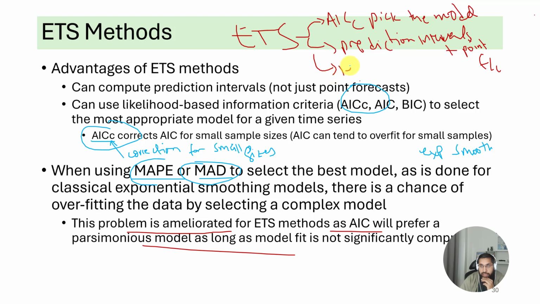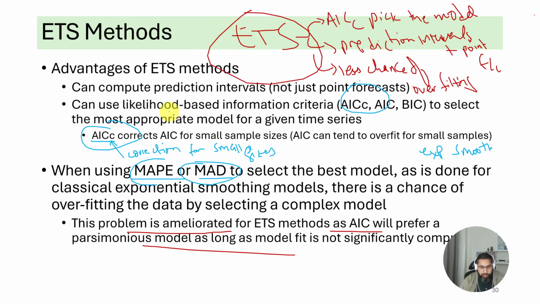And it has less chance of overfitting the data. Overfitting means you're trying to fit to the noise, not the signal. So you're trying to fit the past values exactly, and the noise that's not going to be repeated in future, you overfit that, and then your predictions are not that correct. Less chance of overfitting to the data. So because of these advantages, most people use ETS if the software supports it.